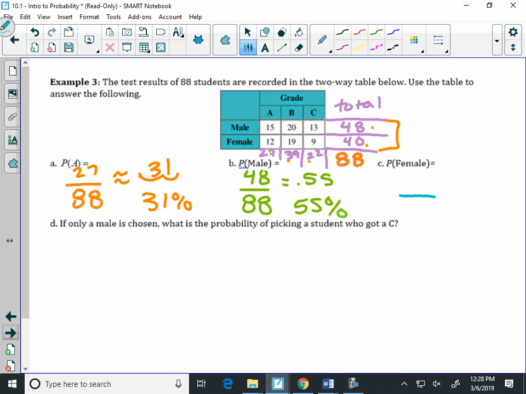Next one, probability of picking a female. What's going to go on the bottom? 88 again. That's how many total people we had. Of those 88, how many were female? 40. And 40 over 88 is what? 0.545. Which is what as a percent?